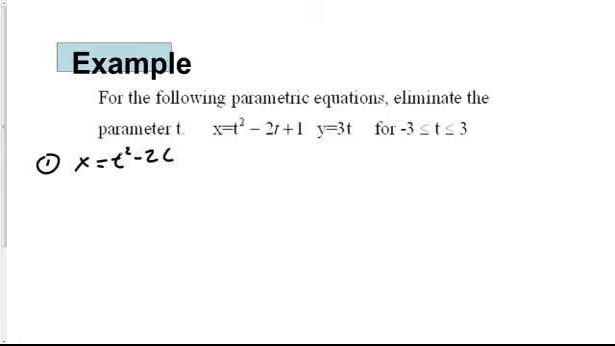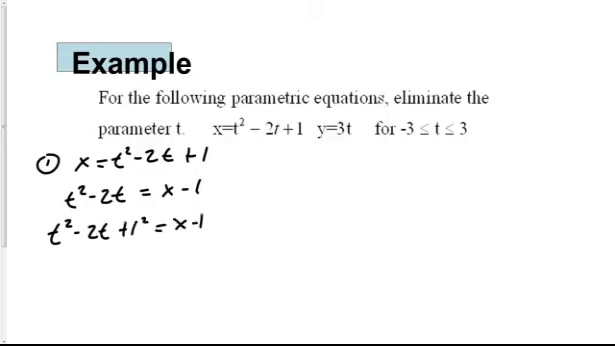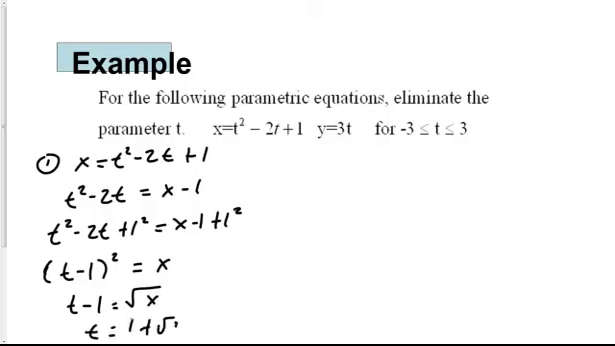t squared minus 2t plus 1, and we'll just subtract 1 on both sides. t squared minus 2t is equal to x minus 1. I'm going to complete the square here. t squared minus 2t plus 1 squared is equal to x minus 1 plus 1 squared. So I have a perfect trinomial here, and this will be t minus 1 quantity squared is equal to x. So I take the square root of both sides. I get t minus 1 is equal to the square root of x. So t is equal to 1 plus the square root of x.